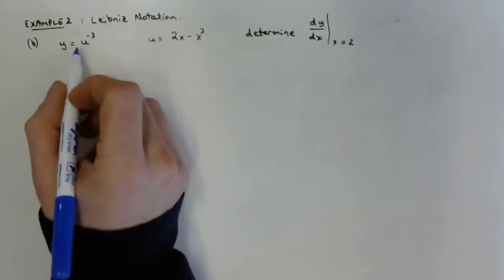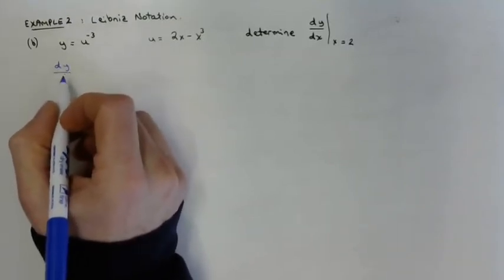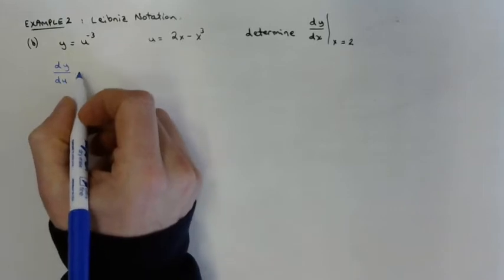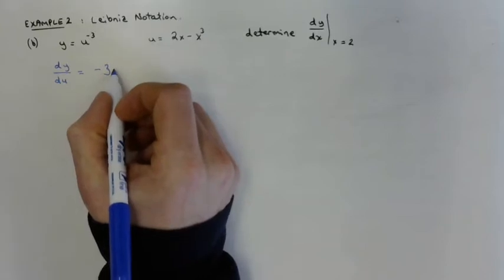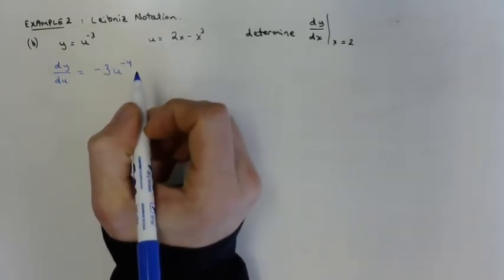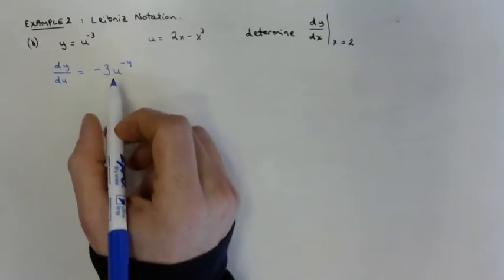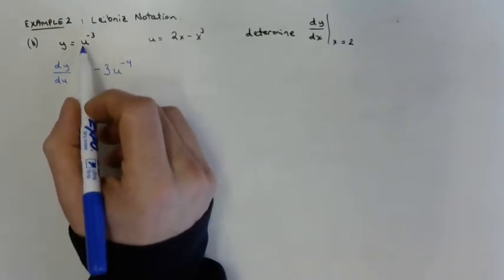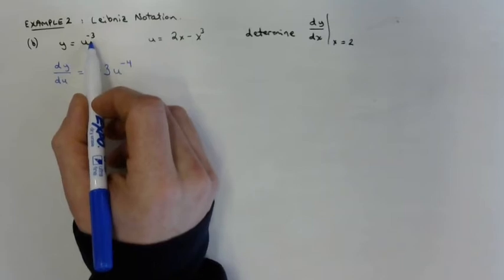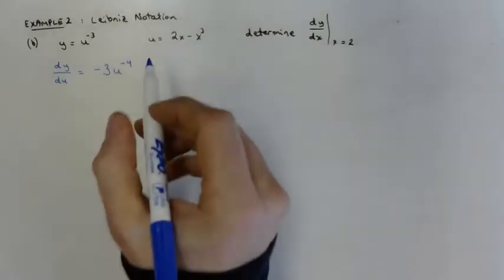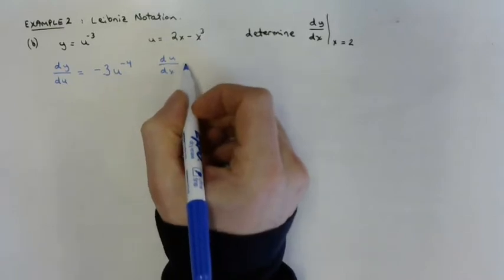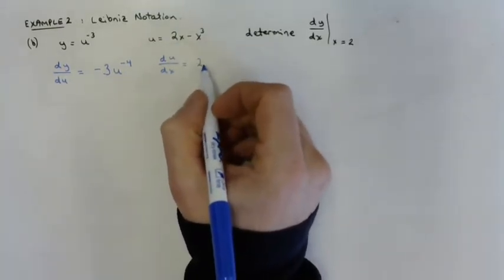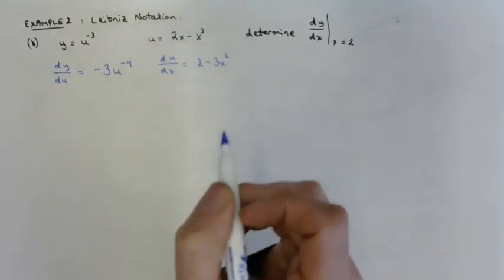So if this is y, then dy is y with respect to u. So the rate of change of y with respect to the rate of change of u is negative 3u to the power of negative 4. Be really careful with this. Common mistake would be to say, oh, it's negative 3u to the power of negative 2, but that would actually be increasing your exponent rather than decreasing it by 1. And we have u with respect to x, so the derivative of u with respect to x is going to be 2 minus 3x squared.